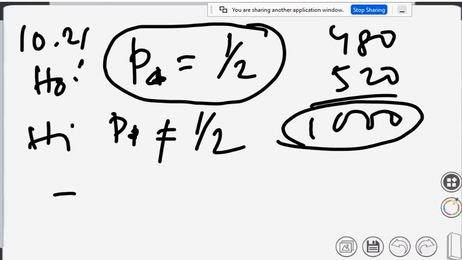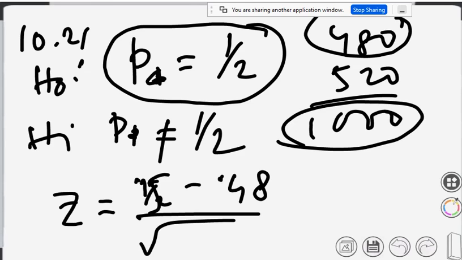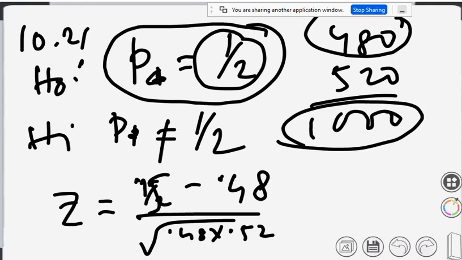তাহলে your Z is কি half minus, যদি তুমি 480 ধরে করো তাহলেও হবে, 520 ধরে করলেও হবে, একই ব্যাপার। মানে either you choose male or you choose female, it will not matter, because same value will be coming as plus or minus. So it will be half minus 0.48, so 0.5 minus 0.48 by root over 0.48 into 0.52. ও এখানে সরি, এখানে p is half ধরেছি, তো নিচেরটা 0.5 হবে.